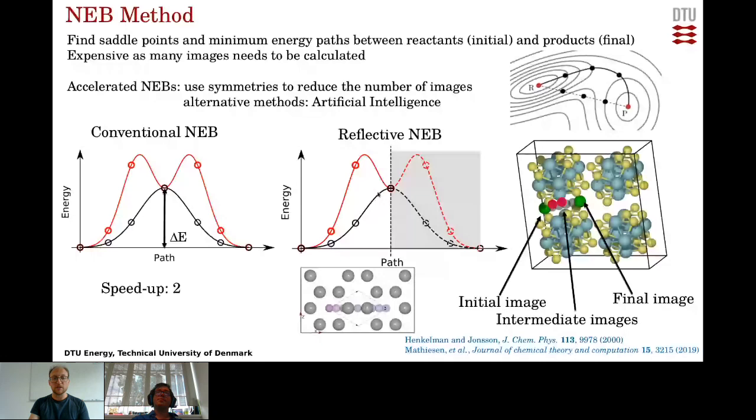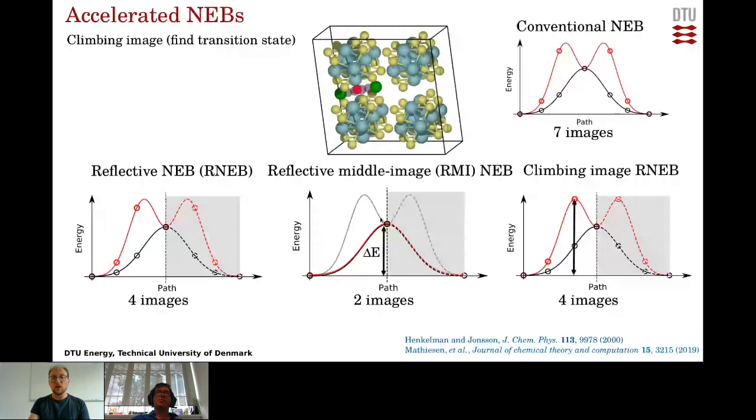But then you can go further, and you can also use only the middle image. If you know that you have a high symmetry, then you can expect that the saddle point will be in the middle. And then you need only two images to calculate, the initial and the middle. This gives you sort of an idea of what the barrier is. In many cases, the barriers for this kind of structures show a bell shape.